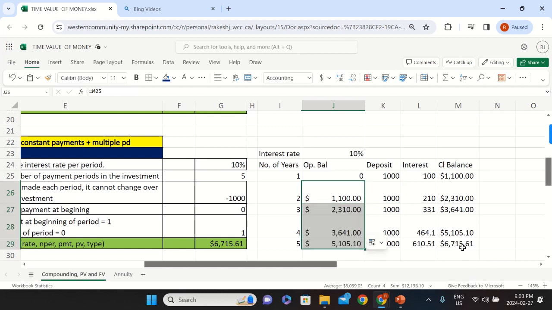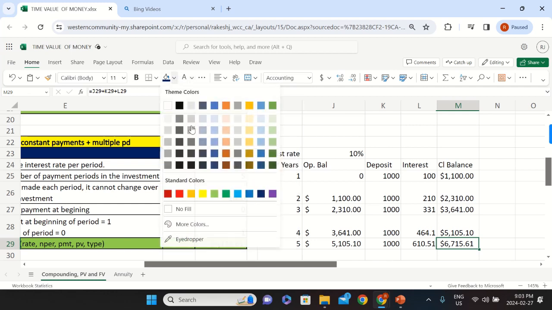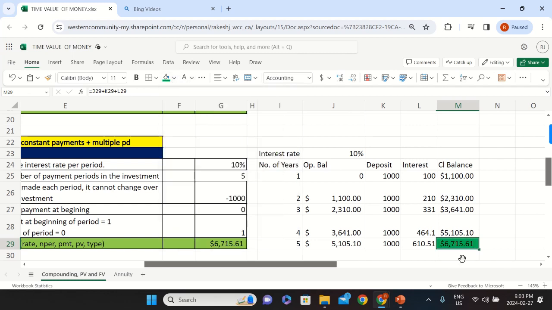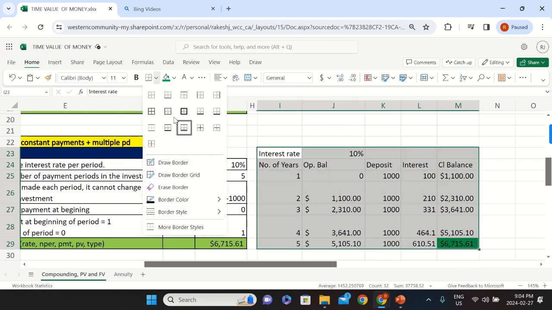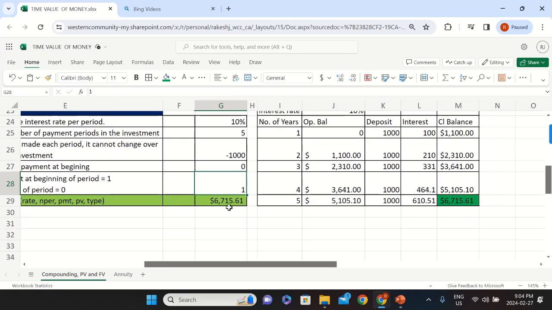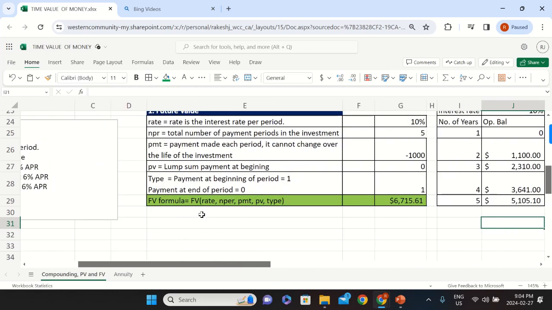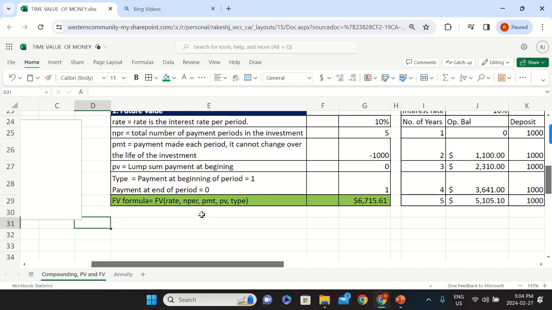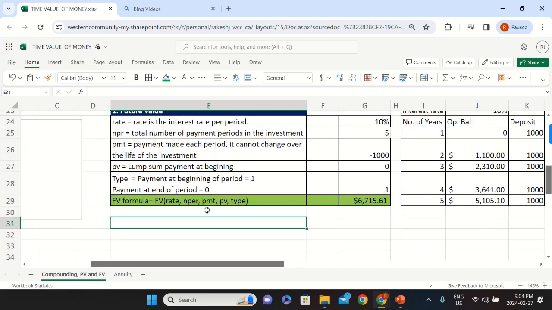So what happened? Exactly, you can see this amount, 6715, is exactly the same amount that we have calculated, and this amount is exactly the same as what we calculated with the help of one formula. So now instead of going with the manual method, we can use one function which is available in Microsoft Excel. That is known as future value calculation. So how can the future value be calculated?